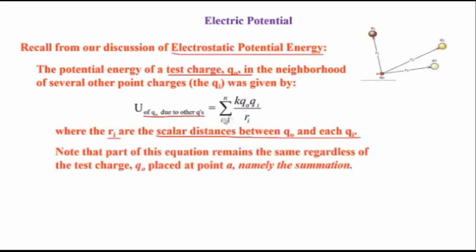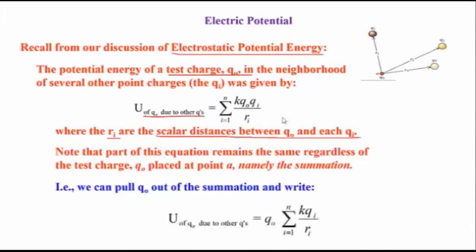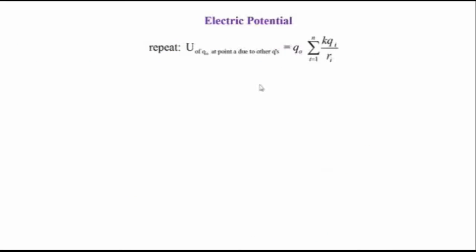If you look at this equation here, Q0 is in all of them, and so we could bring that outside of this sum. So let's do that. We'll pull the Q0 out. We have a Q0 times this quantity right here, and so what we're interested in is some kind of parameter which is independent of the test charge. Here's our repeated equation here.